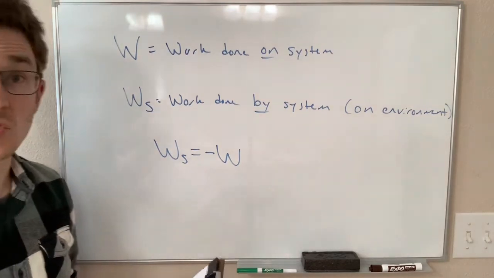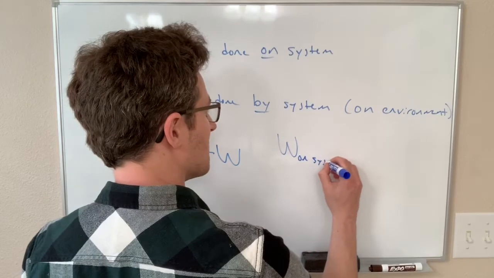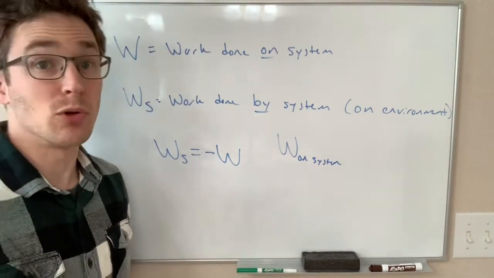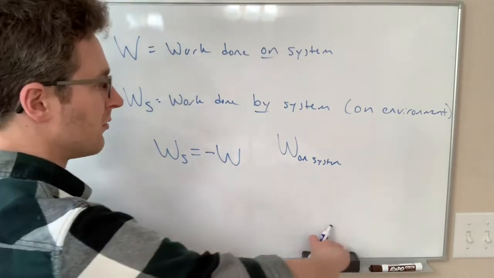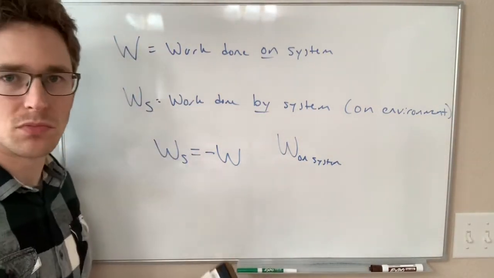If you want to be super explicit, you could always just write W on system or W by system, and that will always let you keep track of things too. And that's fine with me if that makes more sense to you. The book uses this Ws convention, which is convenient.